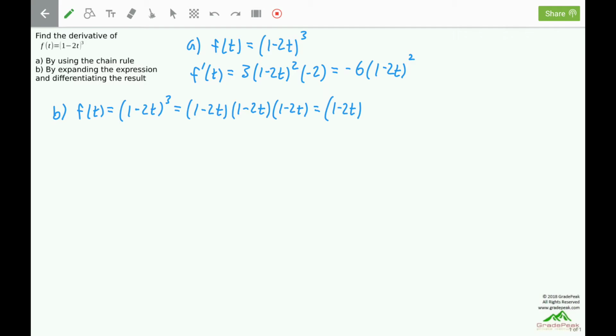FOILing out the second and third, first, 1 times 1 is 1. Outside, 1 times negative 2t is negative 2t. Inside, negative 2t times 1 is negative 2t. Combine those, that'll be negative 4t. And then last, negative 2t times negative 2t is a positive 4t squared.